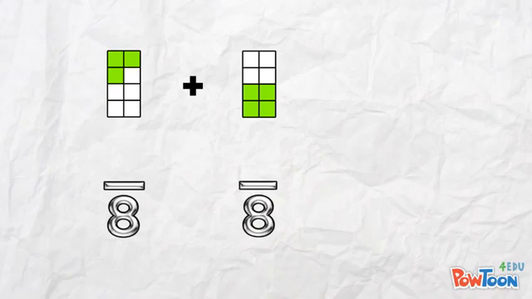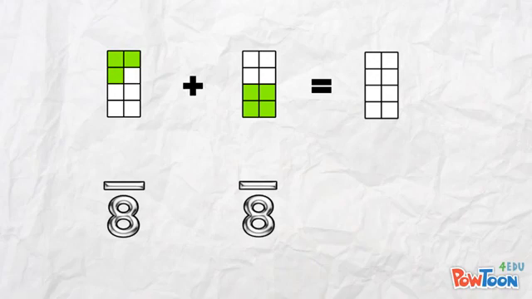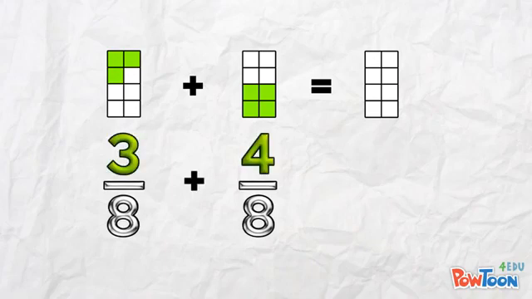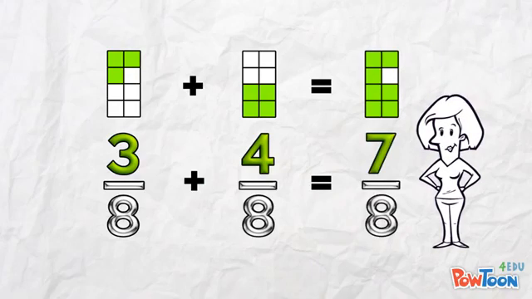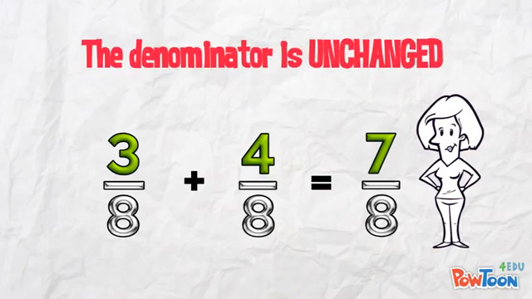fractions. In total, we have some number of parts out of 8. We add the shaded parts to find out how many parts we've got, and that's going to be our numerator. 3 plus 4 is 7 parts out of 8. If I remove the model and we just focus on the fractions, you can see the denominator is unchanged. It stays as parts out of 8.